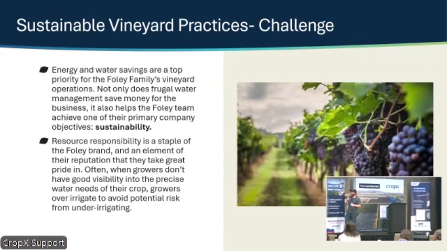And there's this whole thing about sustainability, right? We don't want to over irrigate or under irrigate, because of yield and quality issues, but also we want to make sure that we irrigate specifically to how much we need to.